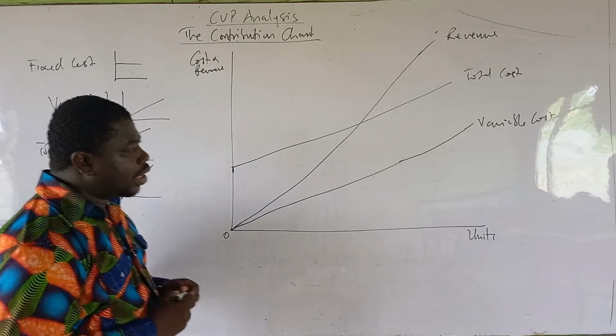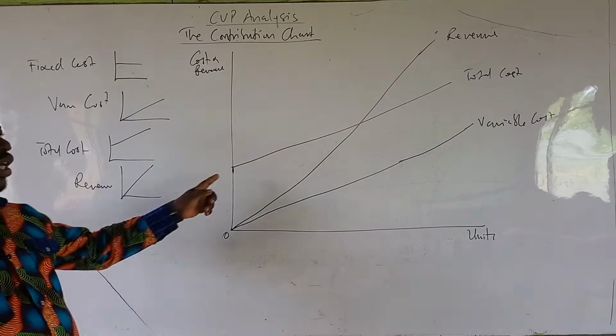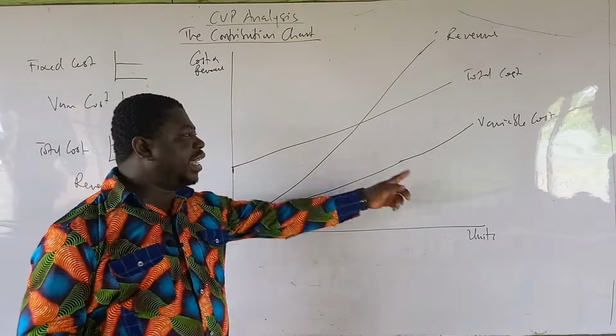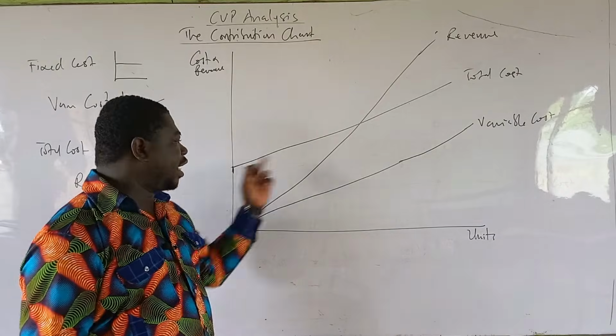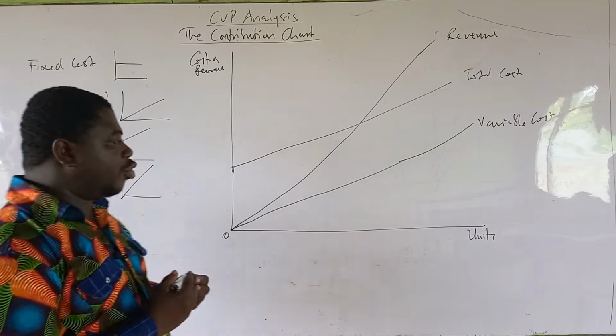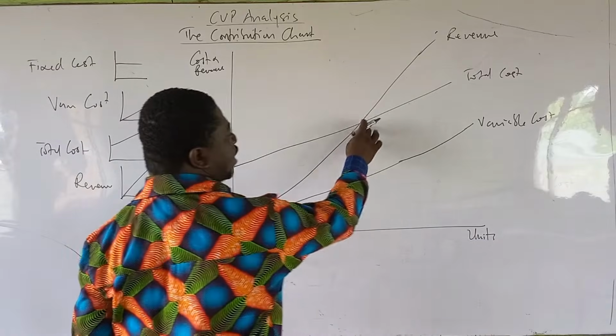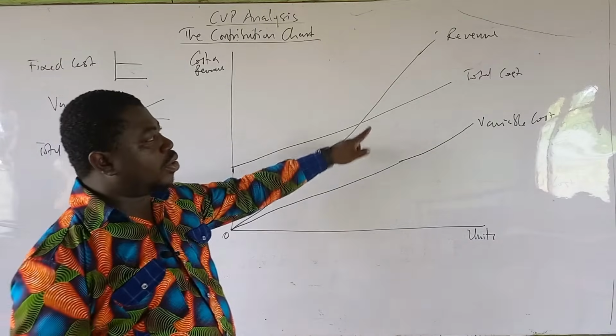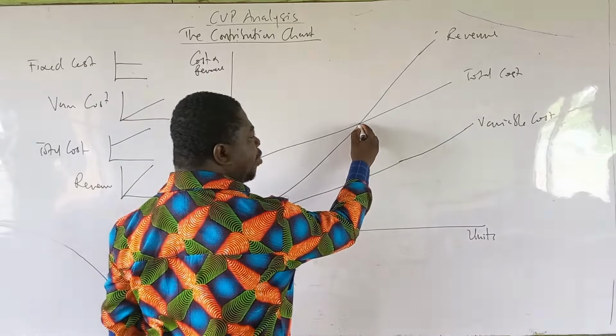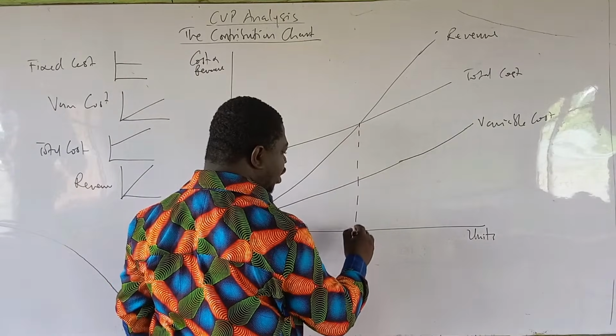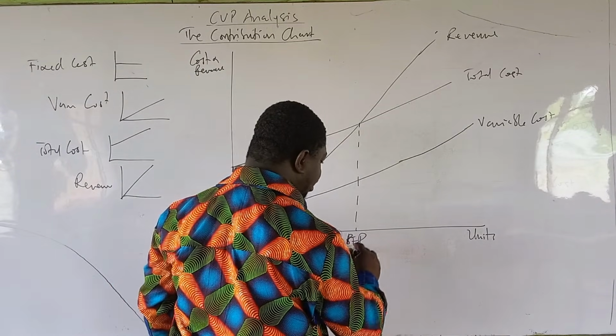Now you see, nothing has really changed. All we have done is eliminate the fixed cost line and bring in the variable cost line. Now watch what I'm going to do. Nothing has really changed. It is still the play of total cost and total revenue, and where they meet is your break-even point. So you trace it down, you get your break-even point in units.